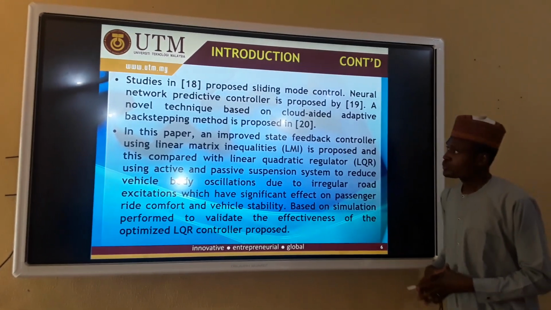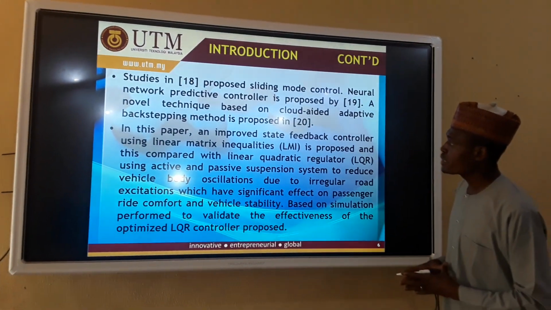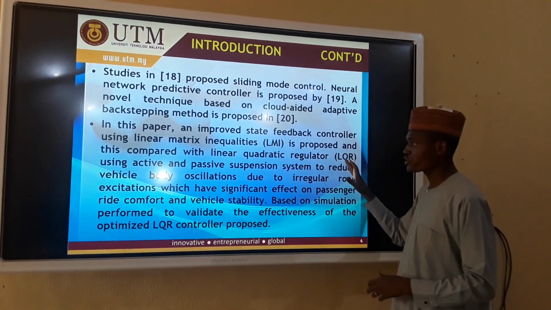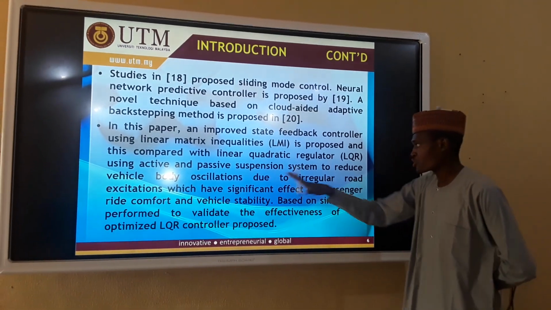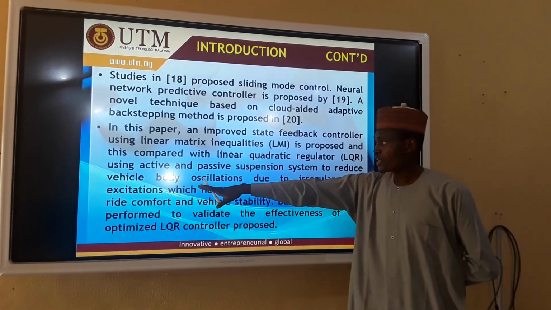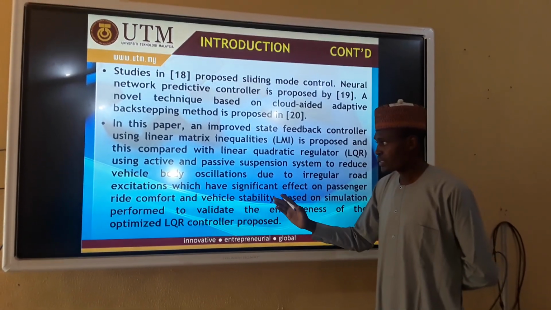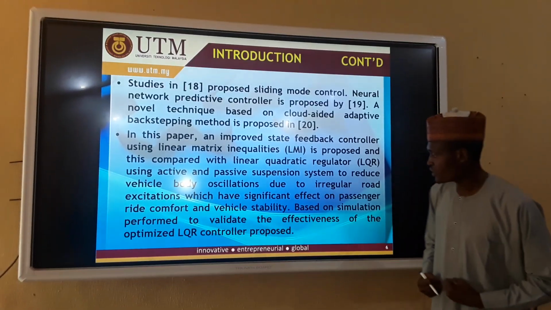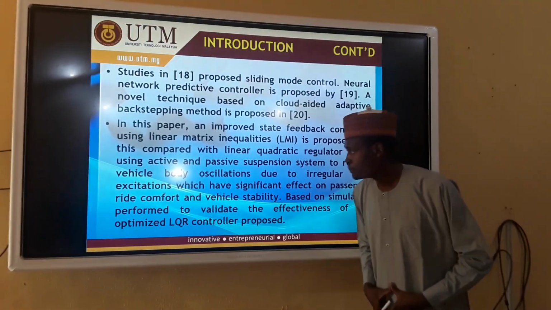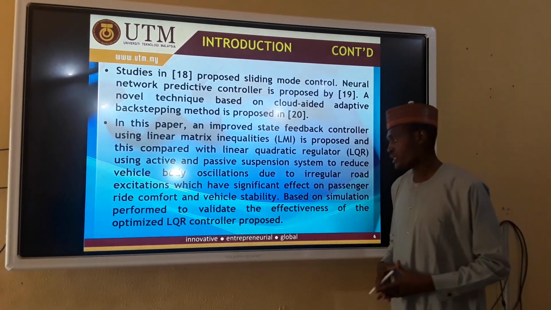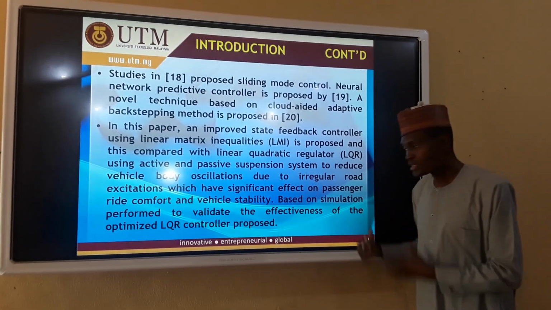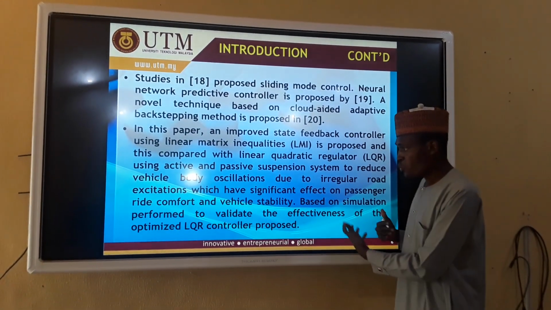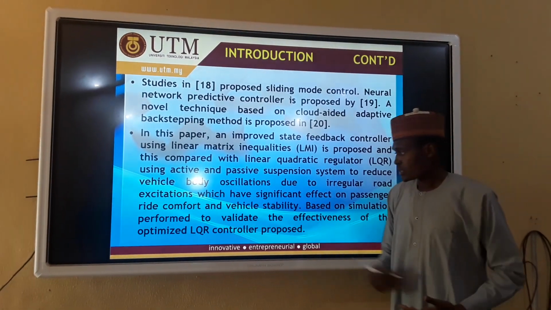In our paper now, an improved state feedback controller using linear matrix inequalities LMI is proposed, and this is compared with linear quadratic regulator LQR using both active and passive suspension systems in order to reduce vehicle body oscillation due to irregular road terrain, or in other words, due to irregular road excitations, which have significant effect on passenger ride comfort and at the same time the vehicle stability, or the road holding capabilities. Based on simulation studies performed in our study, the effectiveness of the proposed controller is validated.